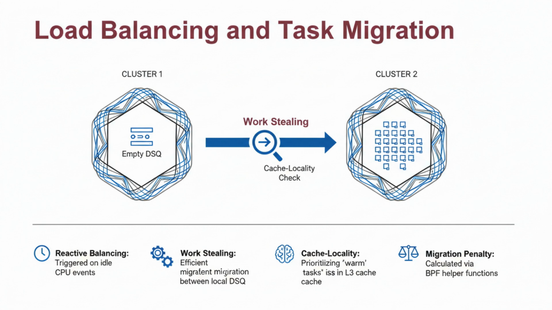This callback can inspect our custom BPF maps to find warm tasks whose data is likely still in the L3 cache of a nearby core. By implementing work stealing logic within our manager, we can migrate tasks between local DSQs with minimal overhead. The logic must be careful, however. Migrating tasks too frequently leads to cache thrashing. Our manager uses a cost-benefit analysis, only migrating tasks if the predicted execution time outweighs the migration penalty, a calculation we perform using BPF helper functions.